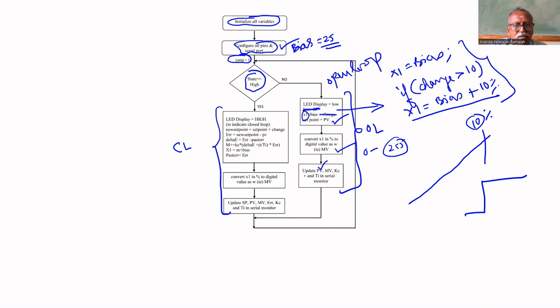For that, we have to print PV, manipulated variable, KC, TI, and change. That is the change in set point. This change is used to give the manual value, and when it exceeds 10, we add 10. These are the values that will be displayed. Again and again, this will be executed.